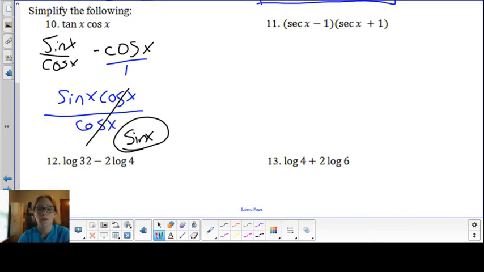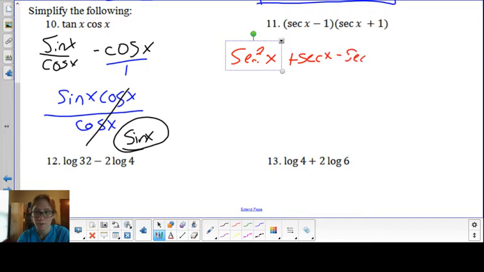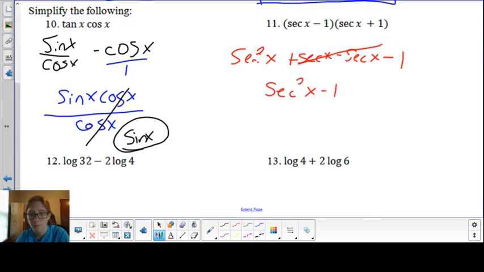Foiling, we have secant times secant, which is secant squared of x. Oops, forgot my x. Secant times 1 is secant. Negative 1 times secant is negative secant. And negative 1 times 1 is negative 1. My middle cancels out, so I'm left with secant squared of x minus 1. And that is just tangent squared of x.